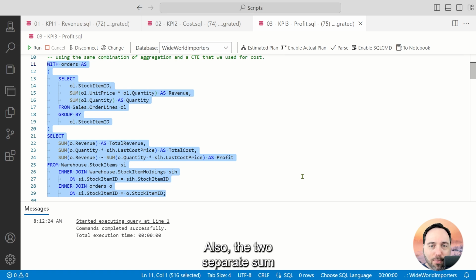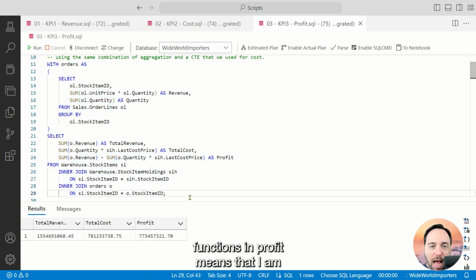Also, the two separate sum functions in profit means that I am summing up all revenue and then subtracting the summation of all cost rather than on a per item basis. As we learned in math class over the years, this should not actually matter for the purposes of addition and subtraction.